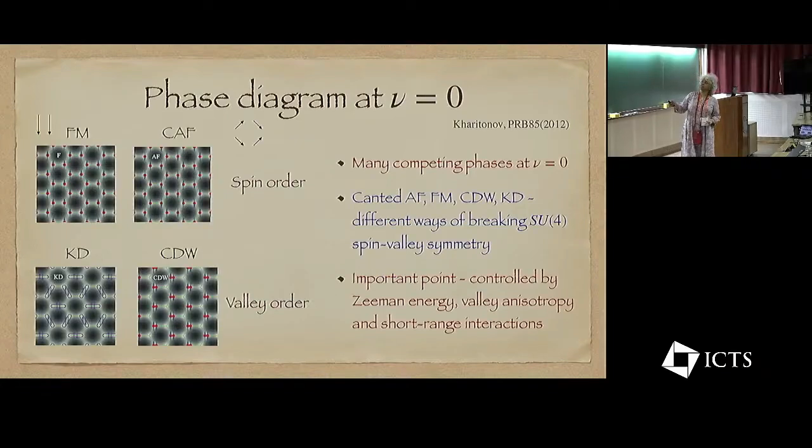So for instance, consider the phase diagram at nu equals 0. You can have a ferromagnetic state where the spins are ordered, or a canted antiferromagnetic state. Both of these are spin order. You can also have valley ordered states like Kekule distorted or CDW. These are all different ways of breaking the SU(4) spin-valley symmetry of the system. Which of these states is realized will depend on the Zeeman energy, the valley anisotropy, and various other short-range interactions in the system.